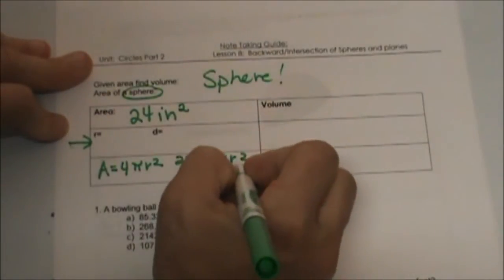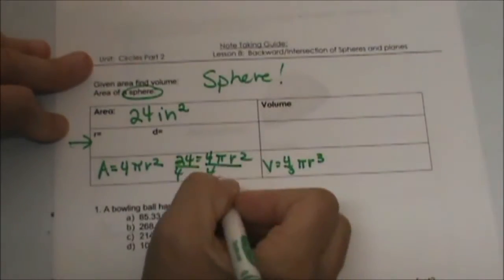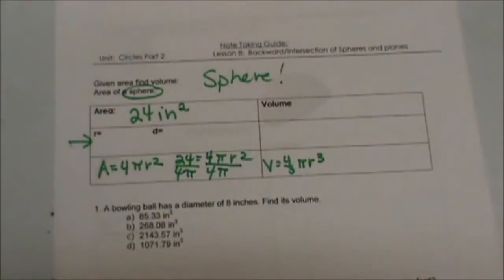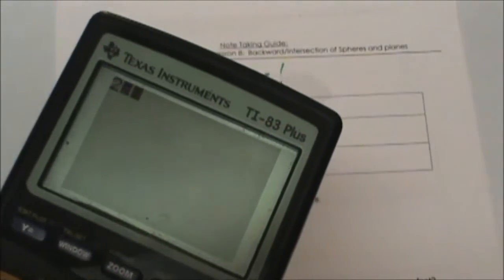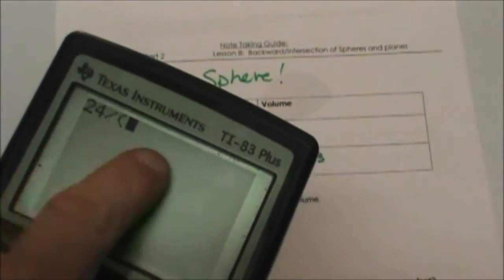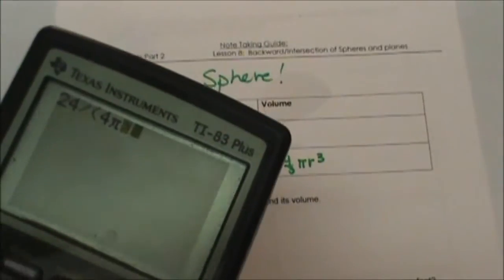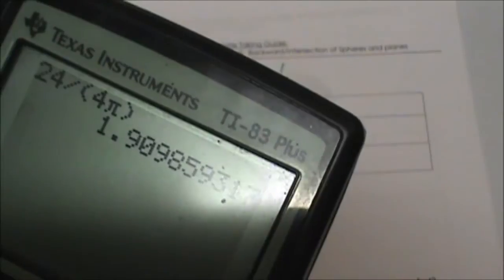To solve it, I'm going to divide by 4, and I'm also going to divide by pi, because if you remember, pi is just a constant, 3.1415. Okay, so now watch how I'm going to put this in my calculator. I'm going to take 24 and divide it by both of those terms. So to tell the calculator to do that, I'm going to open my parentheses and put 4 pi in parentheses underneath the 24. So 24 divided by parentheses 4 pi close parentheses, and that gives me my r squared.